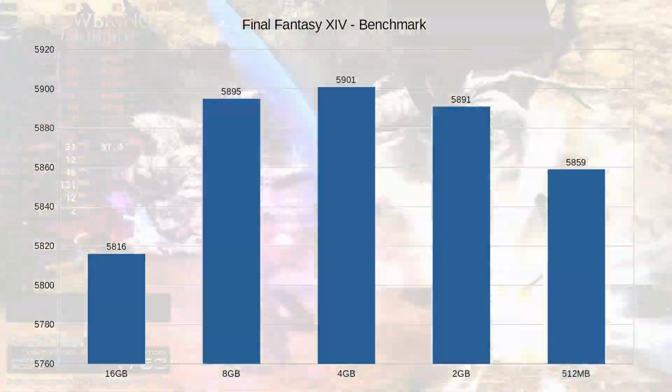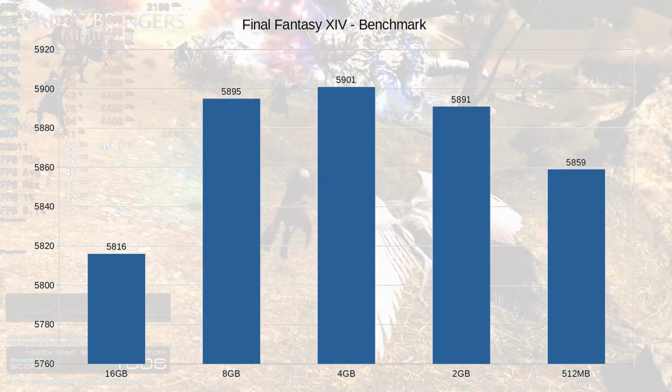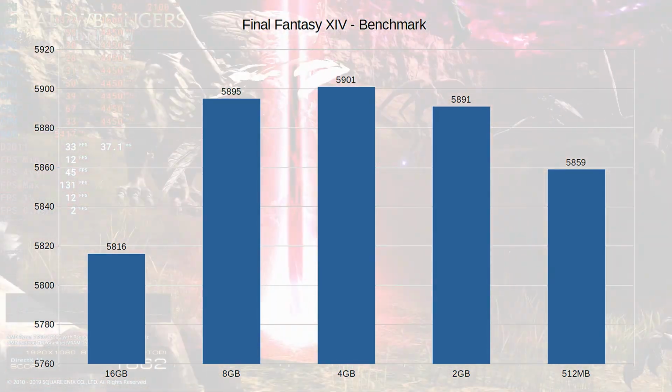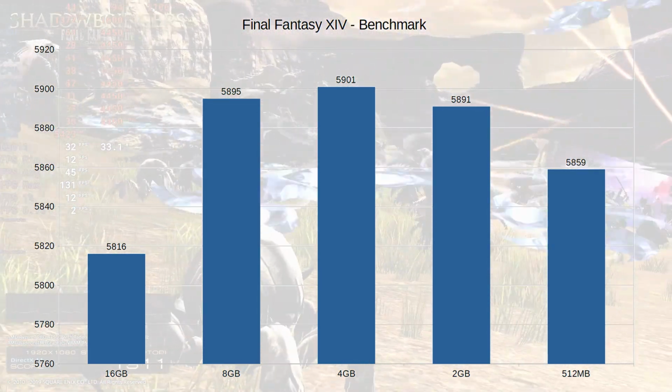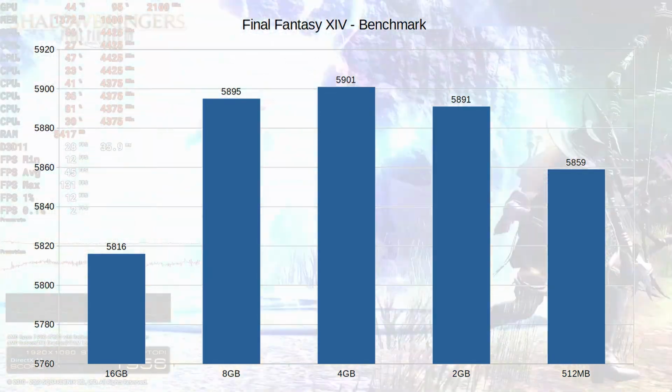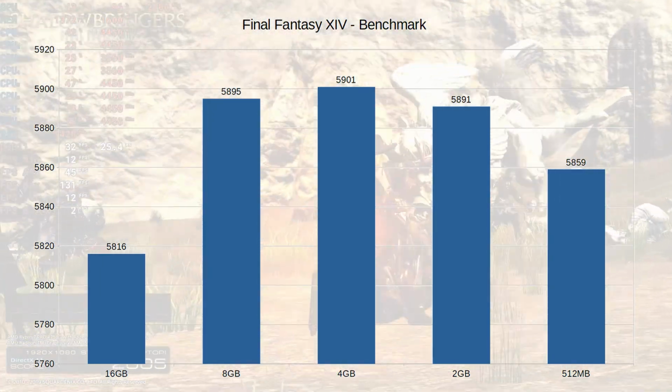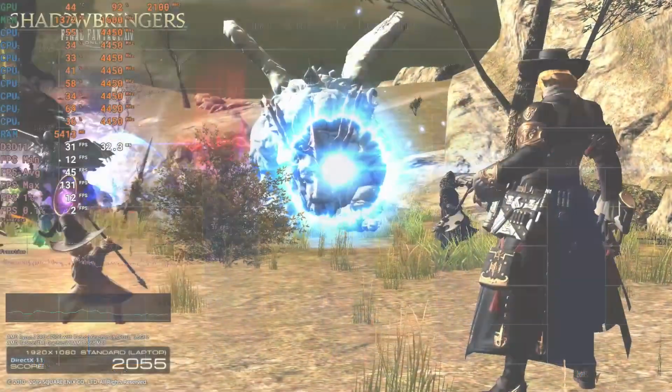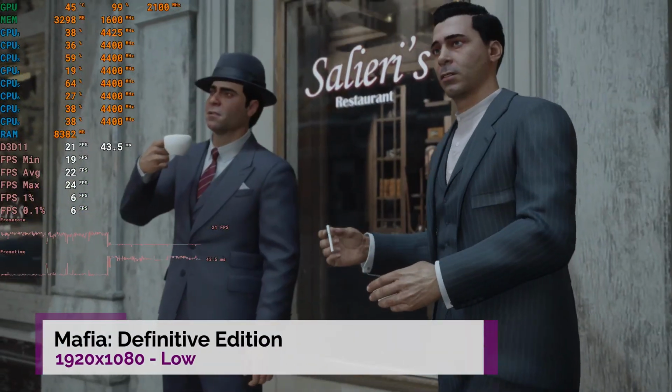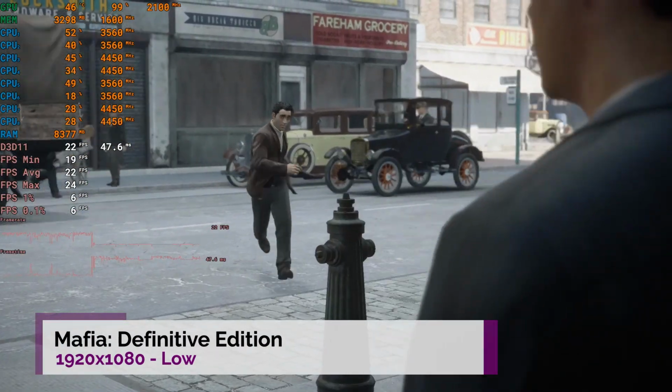And as you can see, as we increase the VRAM, we get slightly better performance until we hit about 8 gig, at which point it starts dropping. It's a similar kind of thing with the Final Fantasy 14 benchmark, which once again is interesting. Okay, benchmarks are fun and all, but let's look at a game like Mafia.